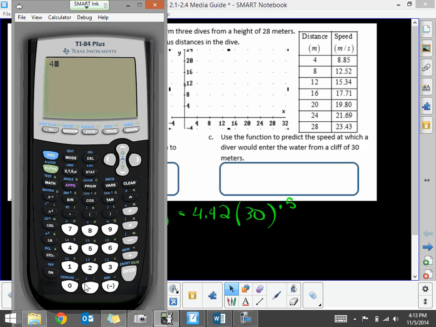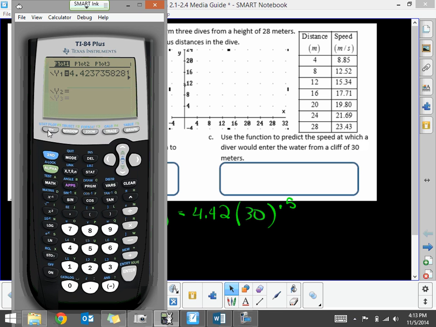We'll multiply 4.42 times x raised to, which is 30, I'm sorry, I should have put in my times sign, 30 raised to the 0.5 power. Enter, and it's 24.209. Now you could get a little bit better approximation if you wanted to use the full equation that you had in y1.